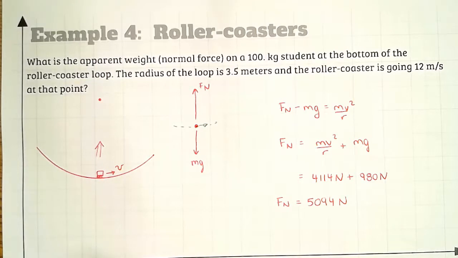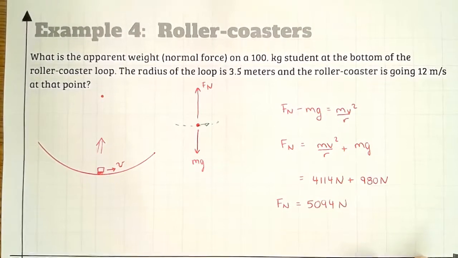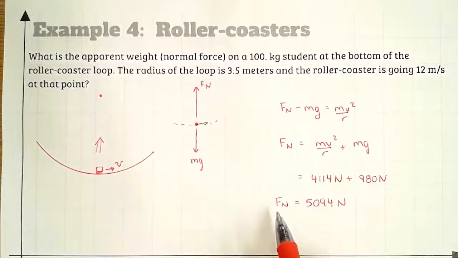And if you've ever ridden a roller coaster, you know that at the bottom you feel really heavy, right? That's because the force pushing up on you is very large. It's not because you have any more mass. It's because the normal force is larger on you. That's the apparent weight. A lot of times, this number here isn't very meaningful, so we express it in terms of your normal everyday weight.